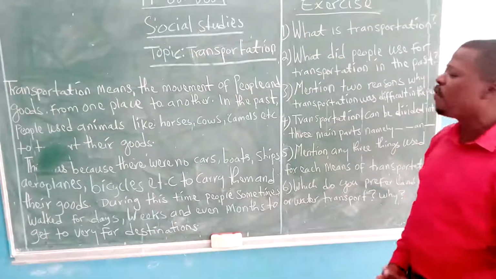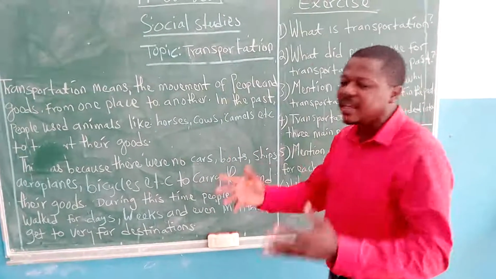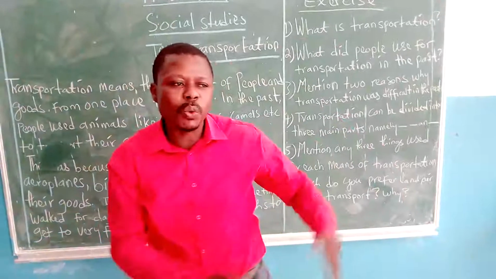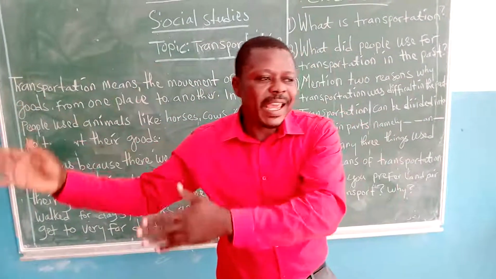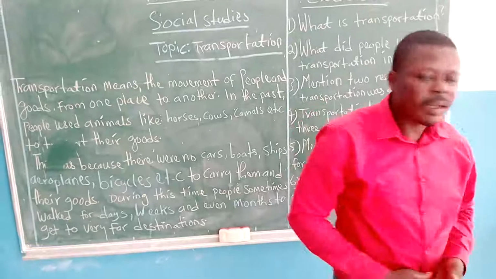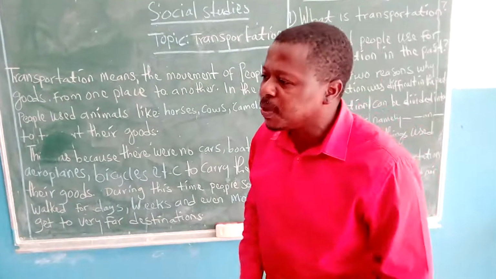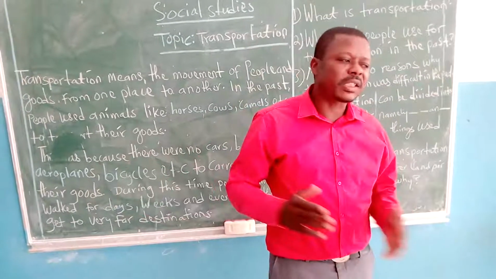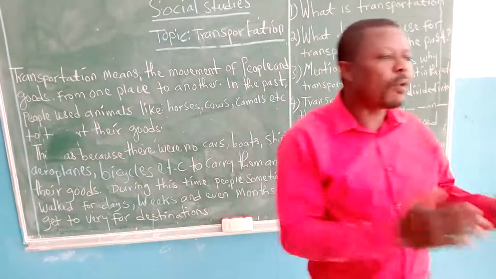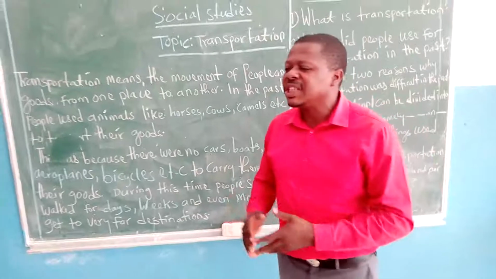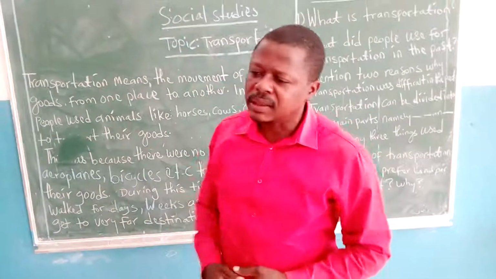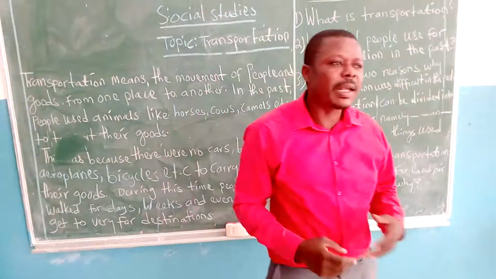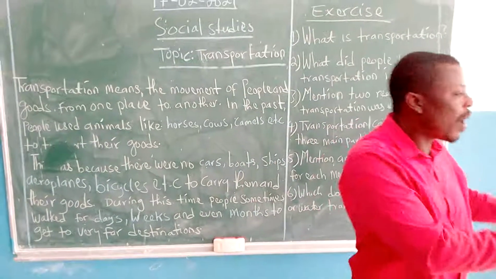Transportation means the movement of people and things from one place to another, from a point A to a point B. And for us to understand transportation better, we are going to look at transportation in two different ages, the Olden age and the modern age. The Olden age is the days of our great-grandfathers. How did they transport their things and themselves from one place to another?